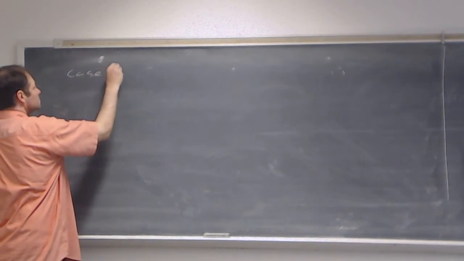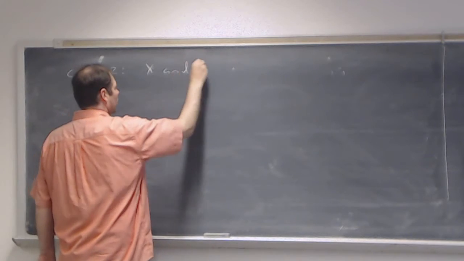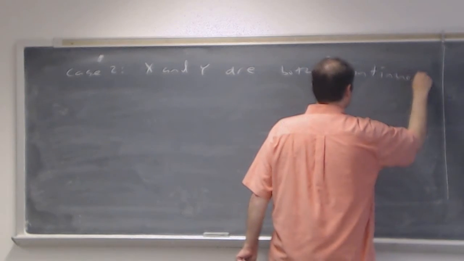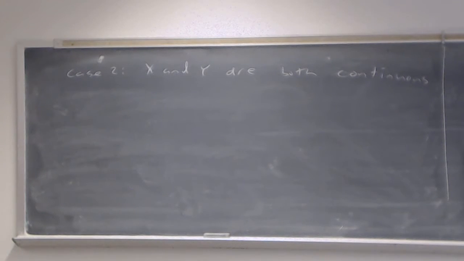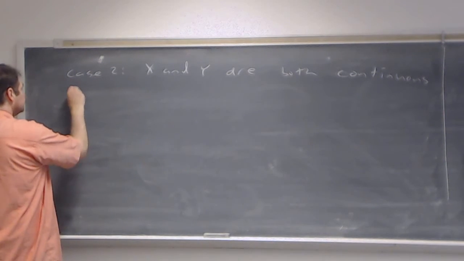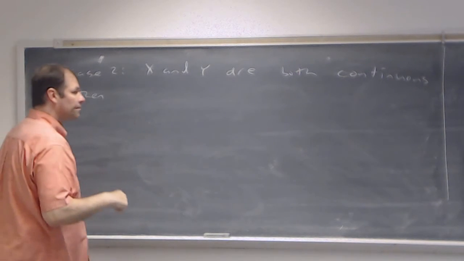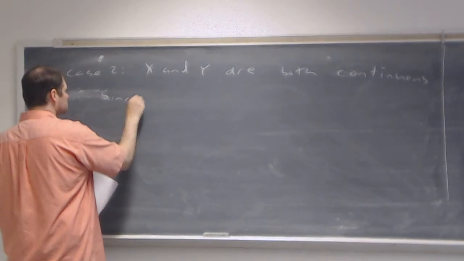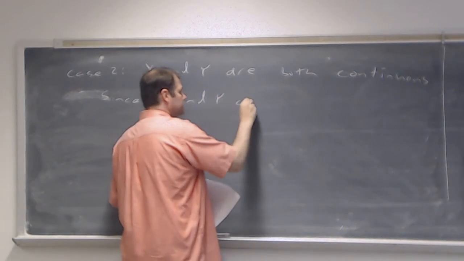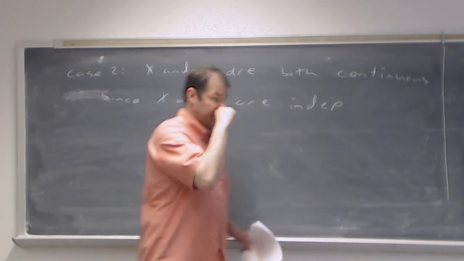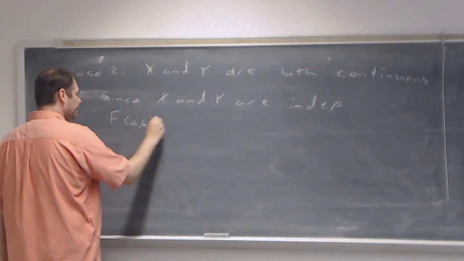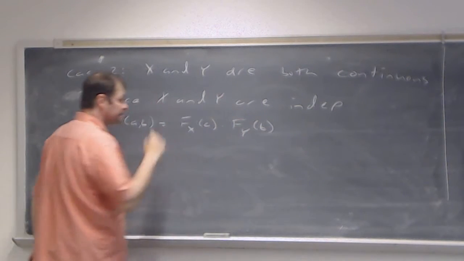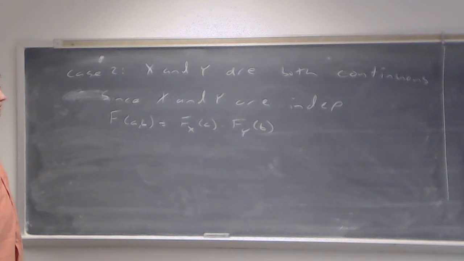Case 2, x and y are both continuous. Then, in this case, we're assuming, since x and y are independent by the alternative definition, that f of A, B is equal to f of x of A times f of y of B. These are CDFs. Okay.